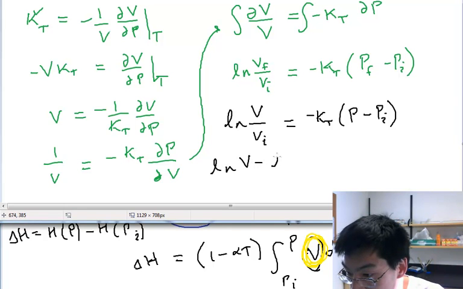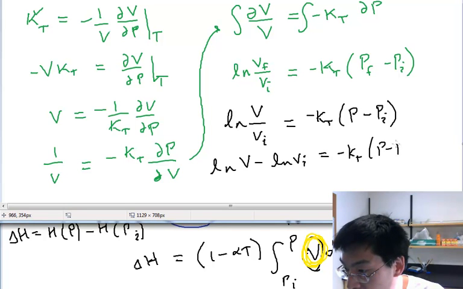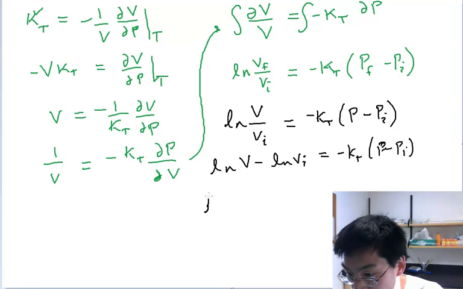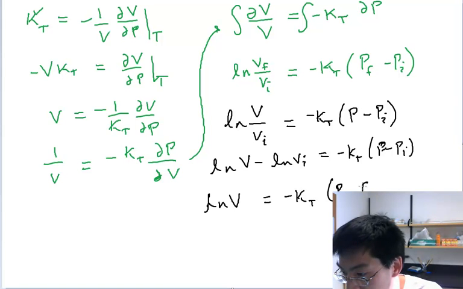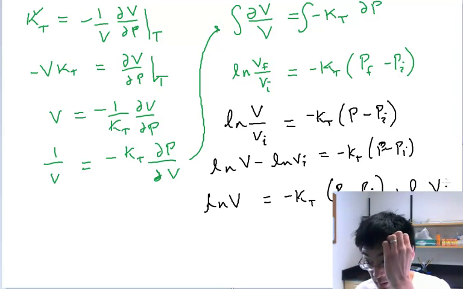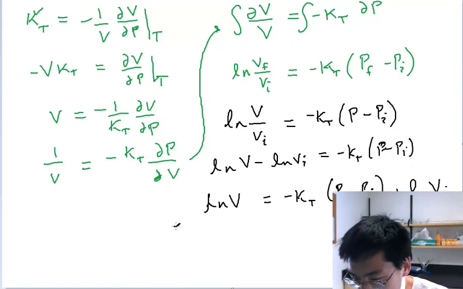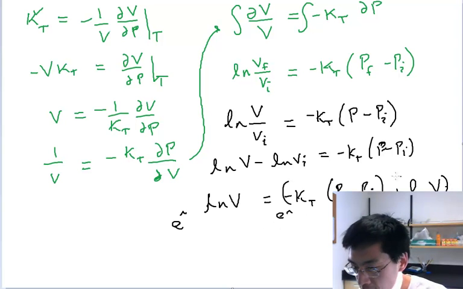To solve for V, I call this ln V minus ln Vi equals negative kappa T P minus Pi. And I better extend this. I might need some more space. Can you see this? Okay, I think you can see this. So my ln V equals minus kappa T P minus Pi plus ln Vi. All right. So now I have to take the antilog of both sides. So I have to do e to the power of this side and e to the power of that side.